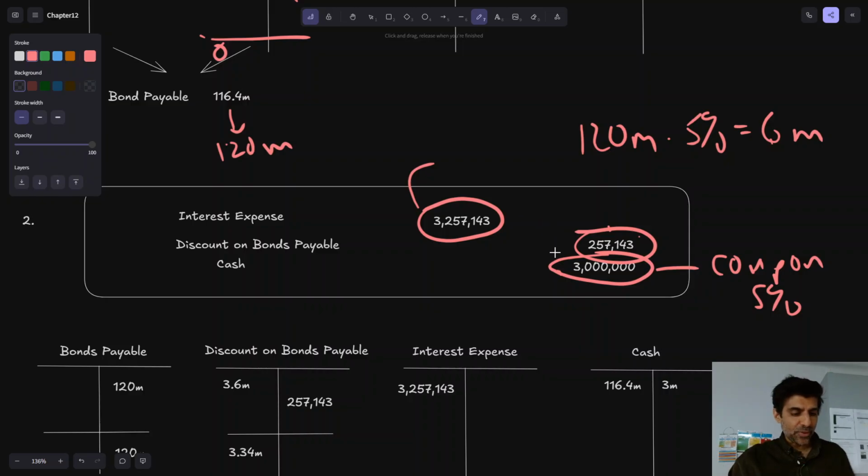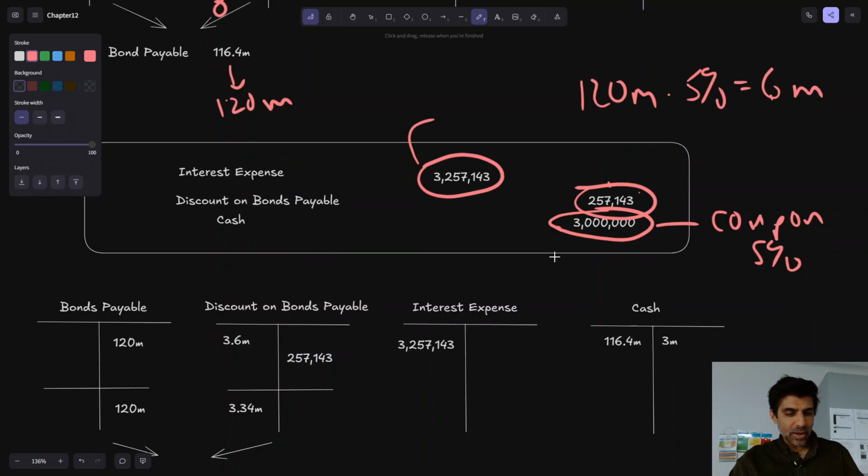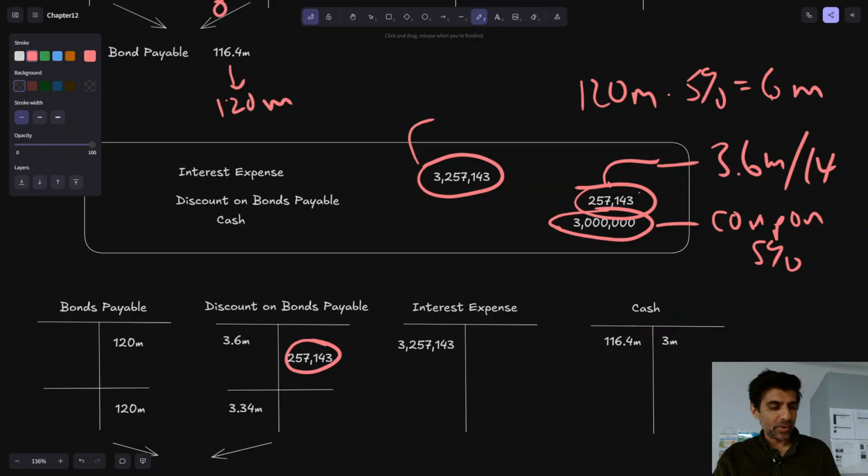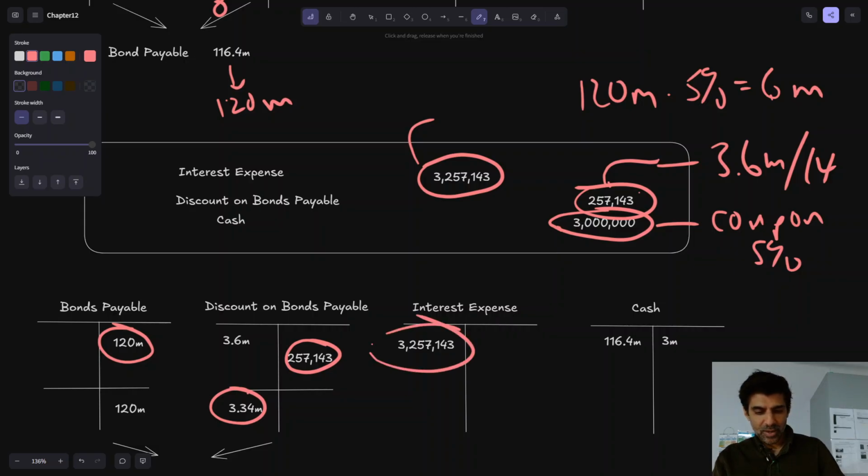So you can see here, after this one payment, and again, where did this come from? This is this 3.6 million divided by our 14 payments. So you can see that we have this discount on bond payable. This is a debit, so it's reducing this by an incremental amount. This is unchanged. Our interest expense is here, and of course, cash is being paid out.